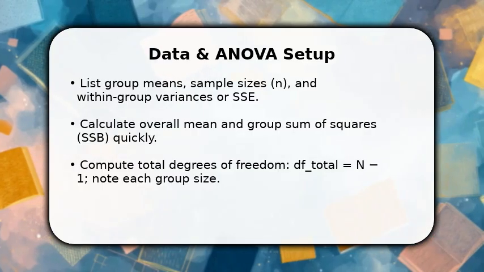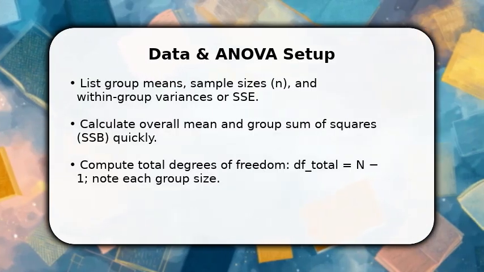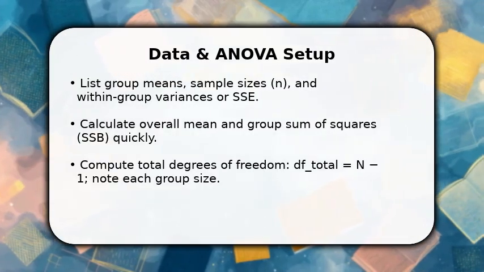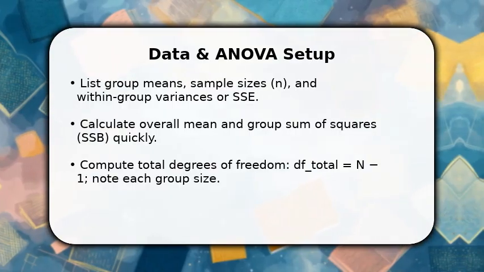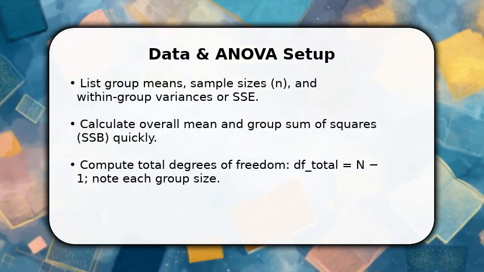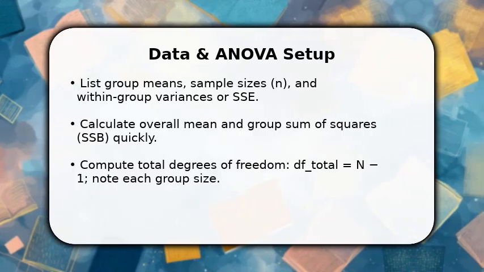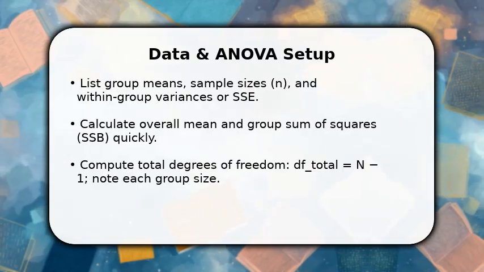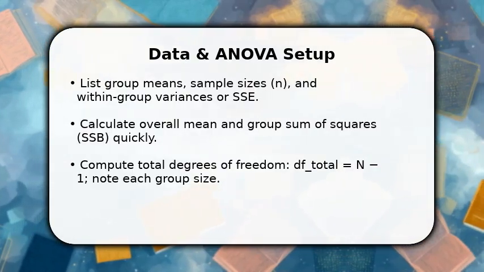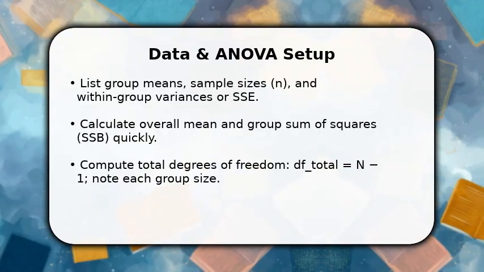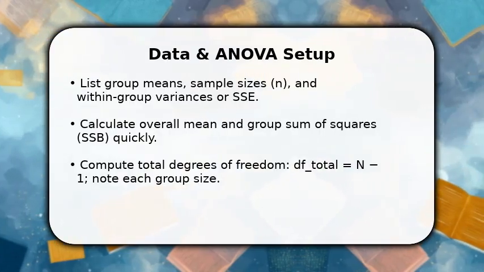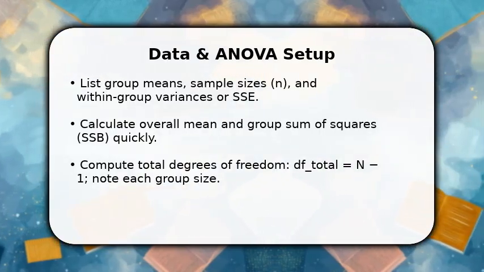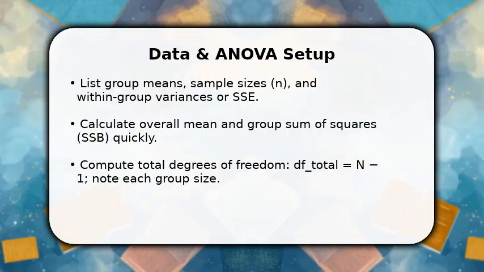You begin with data ready: group means, sample sizes, and within group sums of squares. First, calculate the overall mean and compute SSB, the between group sum of squares, using group means and n. Once done, find SSW if not given by summing within group squared deviations. Make sure you track total observations n, because df total equals n minus 1. This matters for splitting degrees of freedom into between and within components.